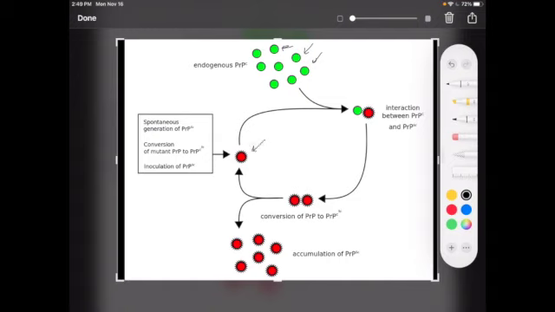And here we're saying it could be spontaneous generation of them. Inoculation, that means eating contaminated meat. This bad boy gets into an organism's cells. There is something about the interaction between the two of them that causes the good one to convert to being the mutant one.